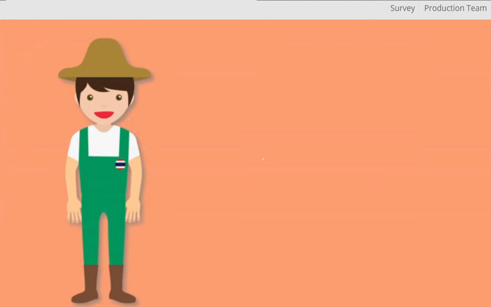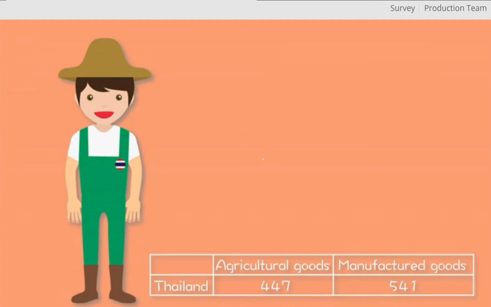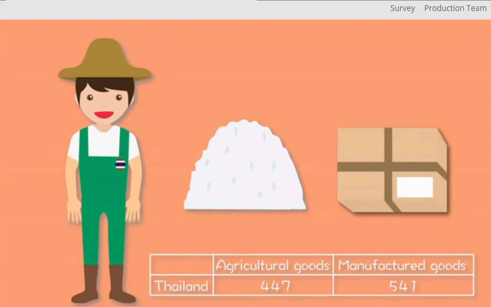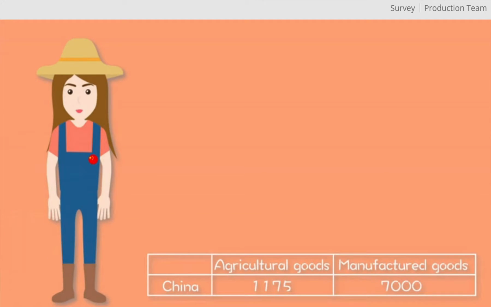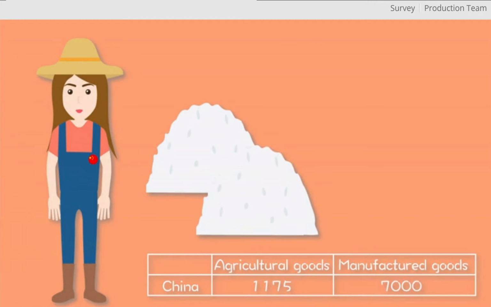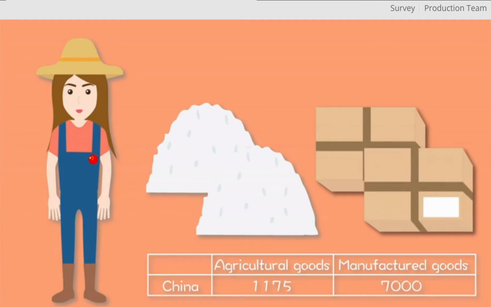Suppose that in Thailand, each employed person can produce 447 units of agricultural goods, or 541 units of manufactured goods. In China, each employed person can produce 1,175 units of agricultural goods, or 7,000 units of manufactured goods.